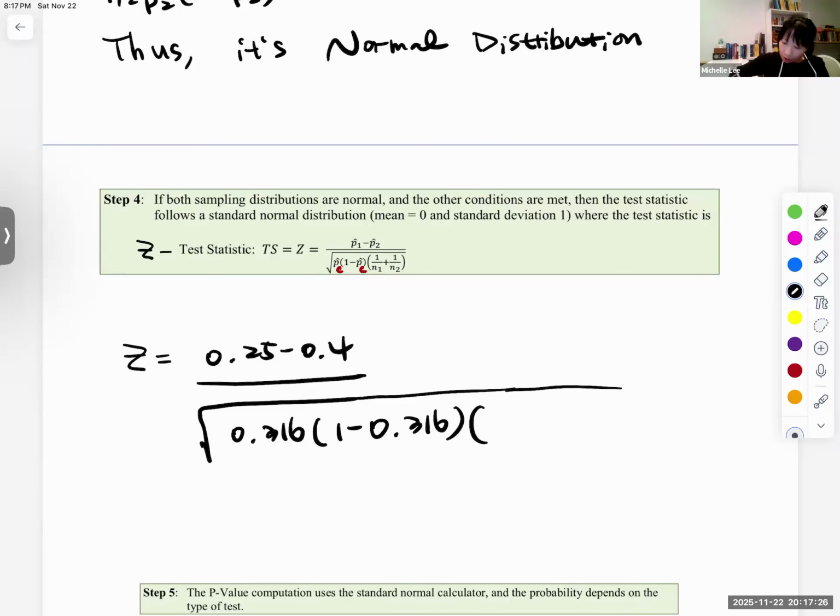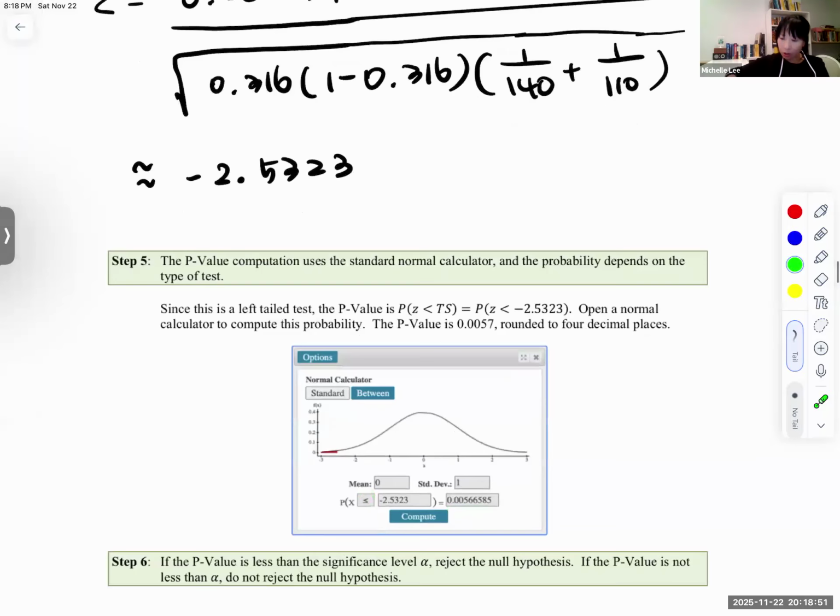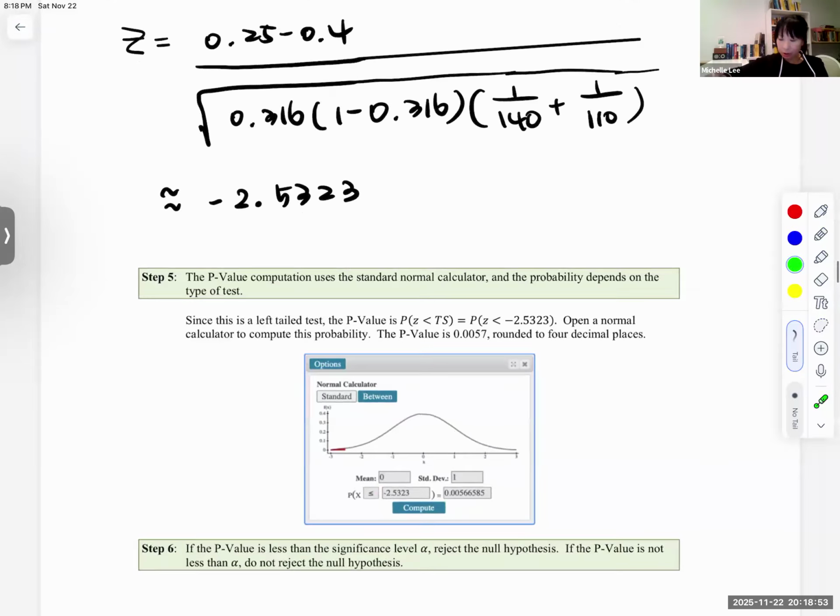So find the p-value. We are using the standard normal calculator. So z equal to negative 2.5323, the mean equal to 0, standard deviation is 1. Now what's the p-value? It's the left tail: 0.005665. All right, then how can you conclude? Even from the z-score, we can tell that it's very tiny, unusual. This is also unusual.